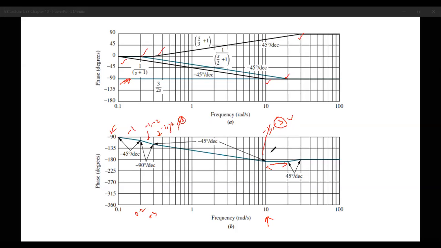Then the effect of this one is vanished at 20. So 20 to 30, until the vanish of the 0 at minus 3, you will have a 45 degrees per decade increase. Then the phase will be shifting there forever. So the overall phase shift that you can see after the transition is from minus 90 degrees to minus 180 degrees. Okay, so this is the overall phase.